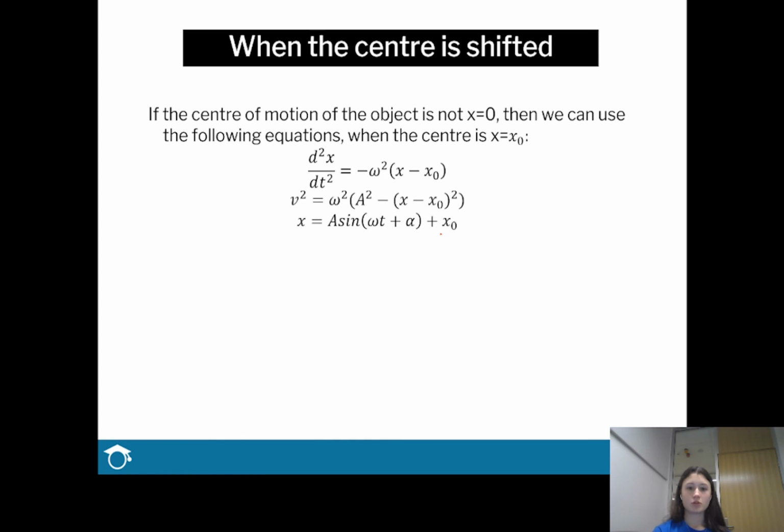Okay, so if the center of motion of the object is not at x equals 0, then we can use the following equations when x is equal to x0. These are just ways of making the model, which I guess are intuitive, and you shouldn't have to use too often.